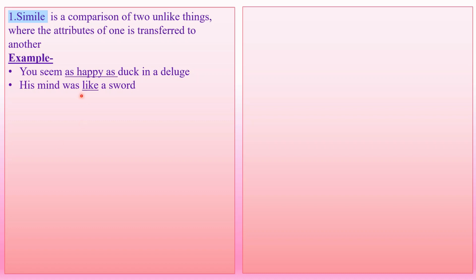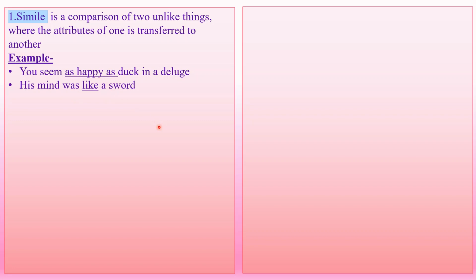When two objects of a different kind which have one common characteristic are compared, such comparison is called simile. For example, in the second sentence, his mind is compared to the sharpness of the sword. But you also have to note here that such comparison is introduced with words such as like and as.